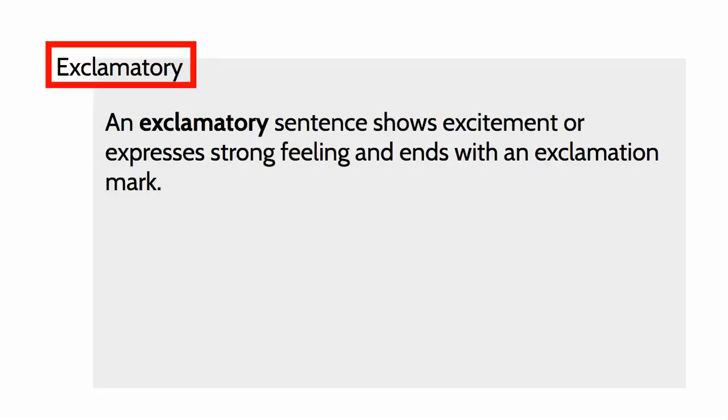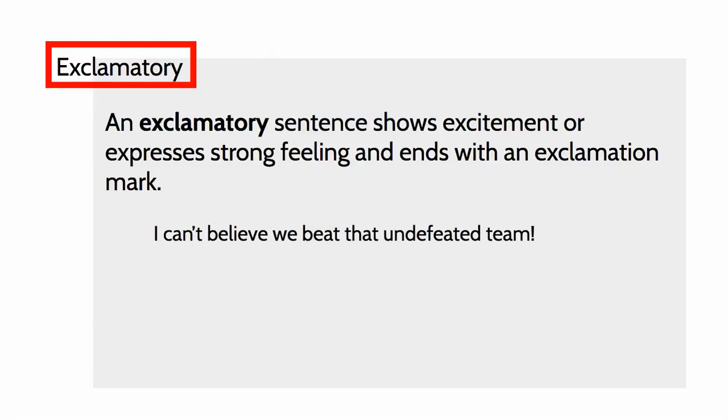And the fourth and final type is the exclamatory sentence, an exclamation. These show excitement and express really strong feelings. Exclamatory sentences will always end with exclamation marks. I can't believe we beat the undefeated team! Only 2 days left until vacation! When you're identifying exclamatory sentences, tone is important.